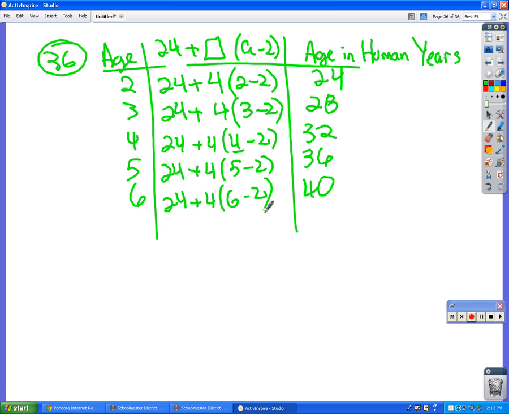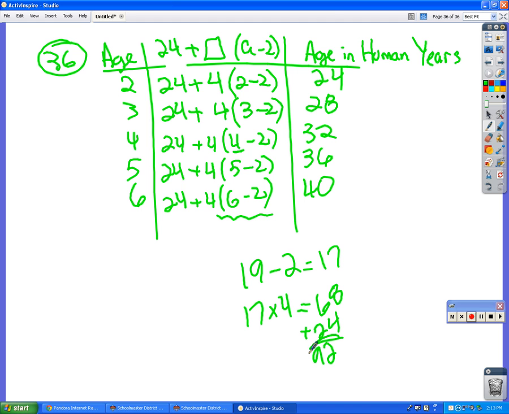How much would 19 be? Well, to figure that out, you would have to go 19 take away 2, because that's this first part in parentheses here. How much is that? 17. Then we're going to take that 17 and multiply it by 4, because each one of those years counts as 4 human years for whatever reason. So that's 68. And then we have to take and add 24 onto that. Okay?